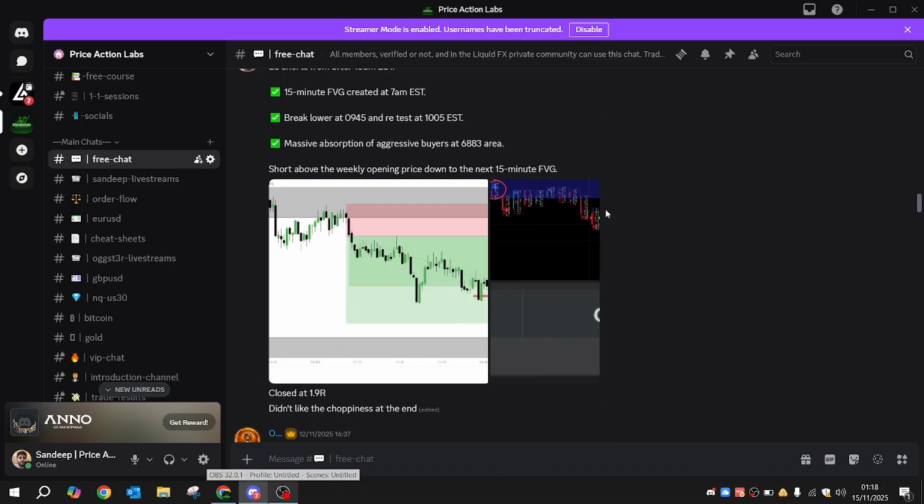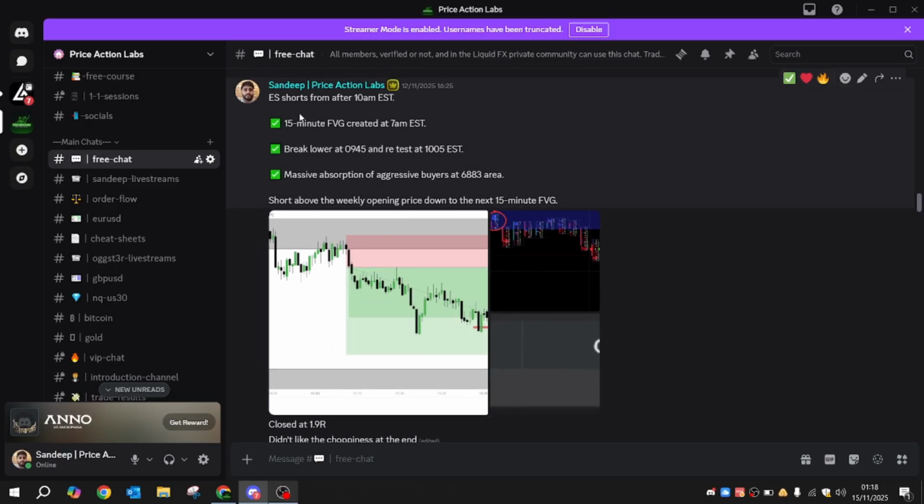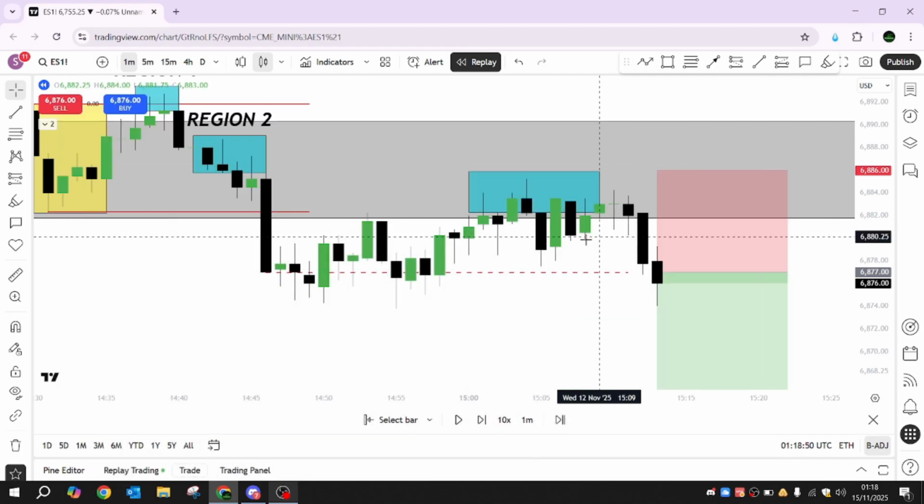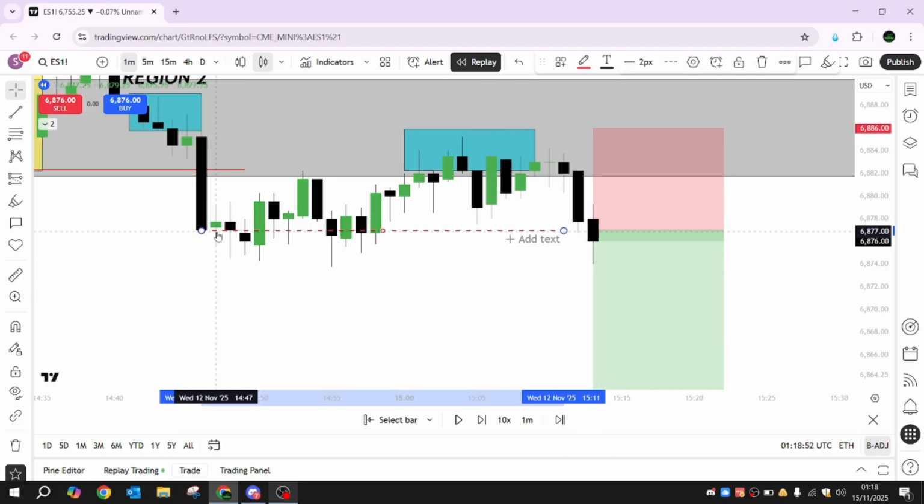if I share my entry, this is, yeah, exactly. So this was the entry here. So ES shorts, 15-minute fair value gap created at 7 a.m. Eastern, break below at 9:45, retest at 10:05, right? Massive absorption of aggressive buyers. So this is what we're going to be focusing on. So this was the trade entry just below that red line over here, which is basically this dash line over here. This is where your entry would be valid.